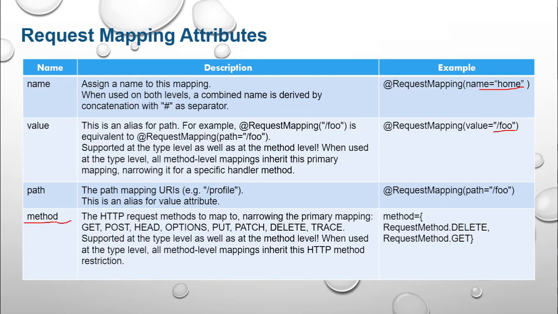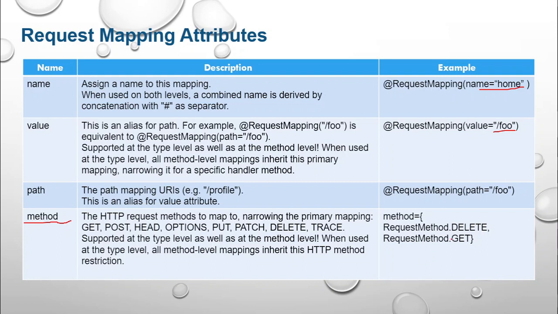Let's say we have given here DELETE and GET. So that particular handler will be mapped to the HTTP methods DELETE and GET, and it also supports both type level as well as method level. When we use it at the top level, that means the class level, all method level mappings inherit this HTTP method restriction.